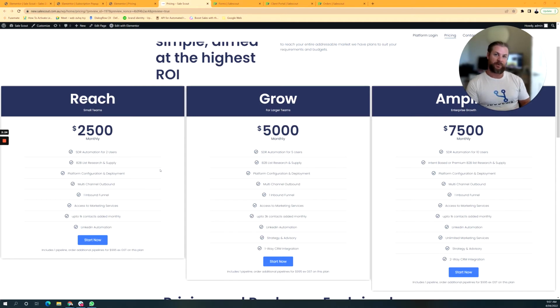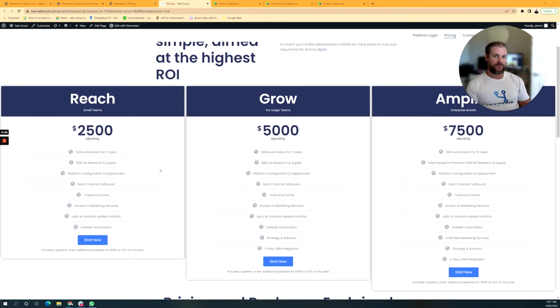So you start with one audience. If you do want to stay on that package and increase the number of pipelines, which is basically an audience and a message, you can just buy those as add-ons, which is an additional $9.95 ex GST per pipeline.